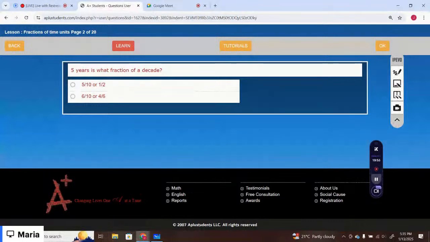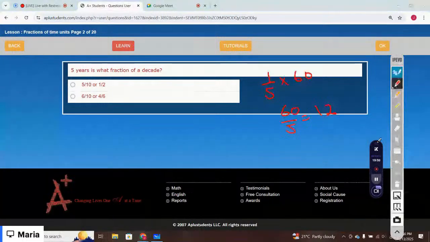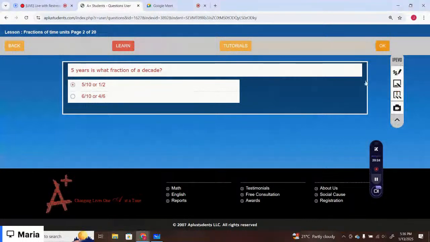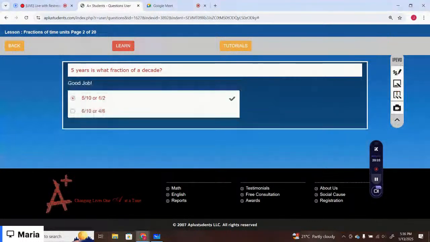5 years is what fraction of a decade, which is the correct option? 5 years. In a decade, we have 10 years, right? So then 5 years means it is 5 divided by 10, or 1 by 2. The correct option is option number 1. That is 5 by 10, or 1 by 2.